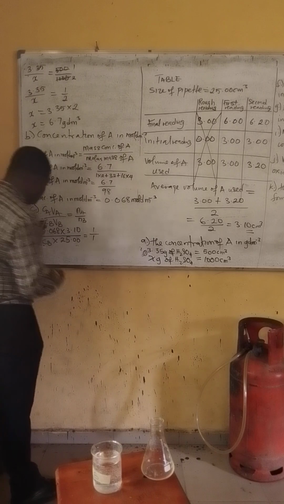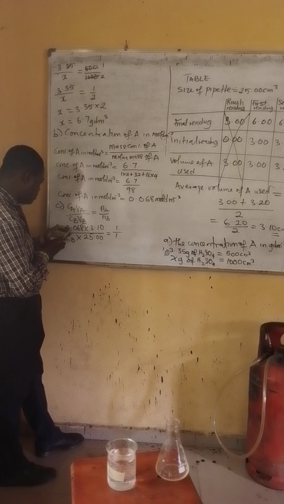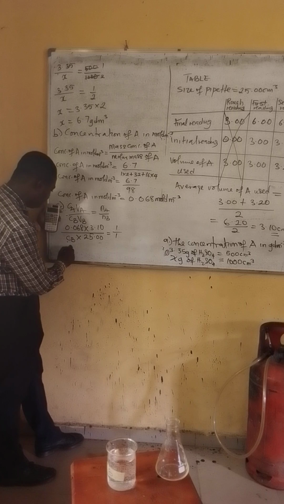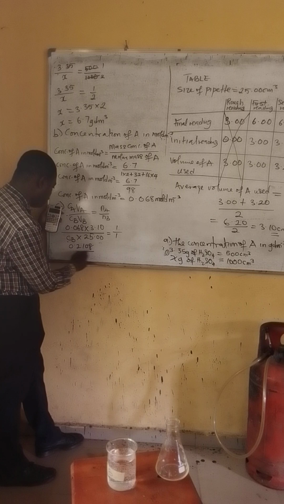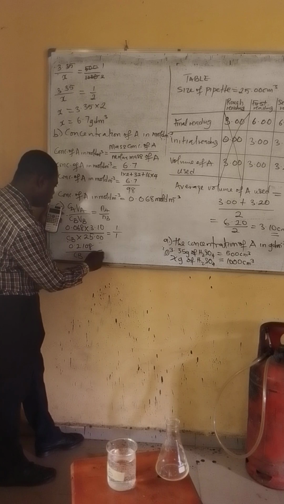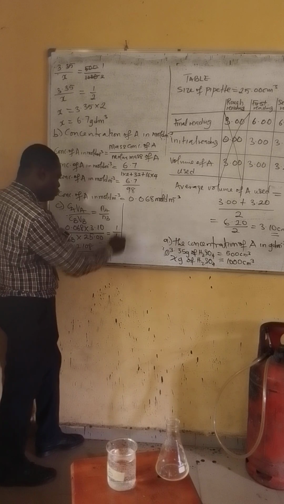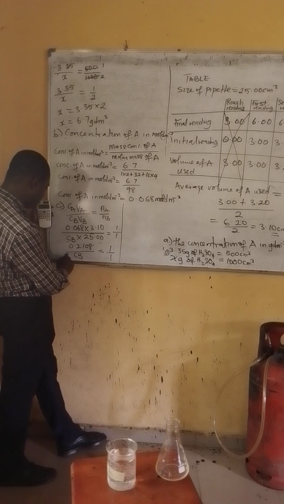Then what do we do? We multiply 0.068 times 3.10. Answer is this. Then we have 0.2108 over Cb is equal to 1 over 1. So what do we do? We cross multiply. Okay, 25 Cb, sorry.